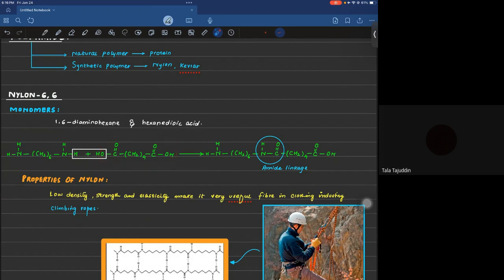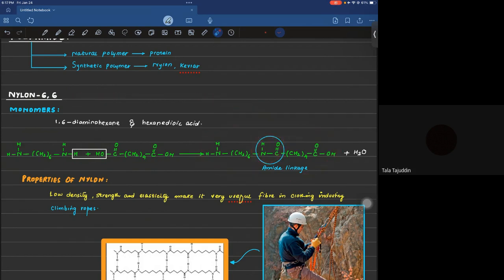So ultimately, again, the water would be released, plus H2O. The water is removed, and then the rest of the molecules have joined together. Like you can see, this is your amide linkage, and the whole polymer is called nylon 6,6.